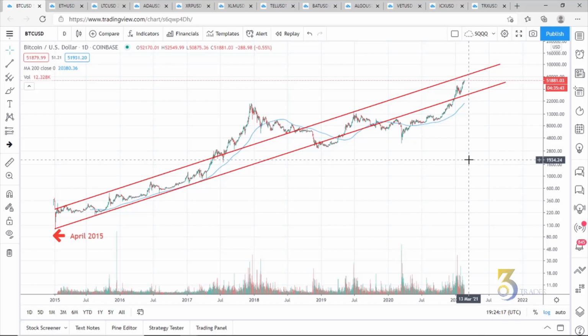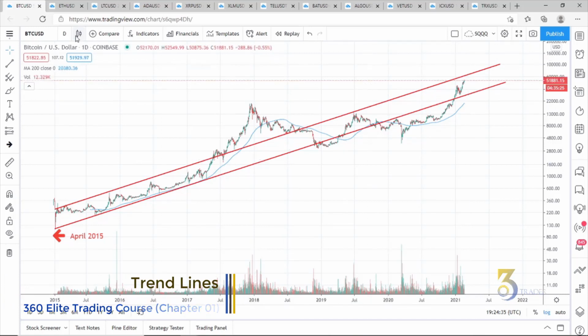So remember, do you connect candle bodies or wicks? Whichever gives you the most touches is how you want to draw your trend lines. Whether they're short-term trend lines or long-term trend lines, go for the most touches. It will generally be a combination of both. Let's go look at some more.